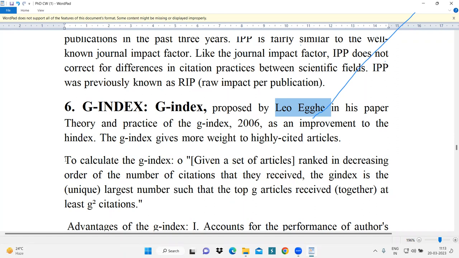From beginning to last, we are calculating citations. Sometimes we are calculating the citations of a journal, sometimes of an author. The H index is the number of citations an author has been receiving. And now this G index has been modified by Leo Egghe to provide some more development of the H index. So the G index gives more weight to highly cited articles.